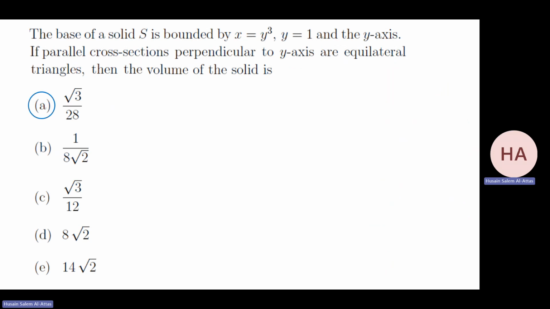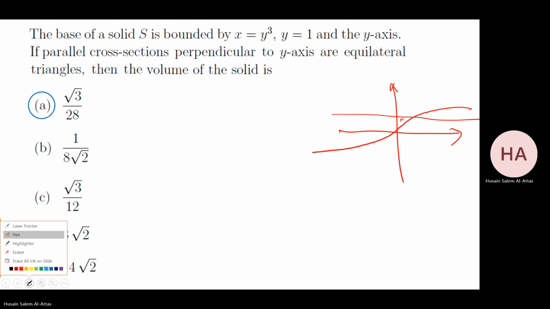Let me finish my disk question. I have an equilateral triangle, and I have x equal y cubed. This is the graph for x equal y cubed, and y equal 1. The region bounded by this is this region. And what is my base? I want it perpendicular to the y-axis, so I'm talking about this. This will be my base.